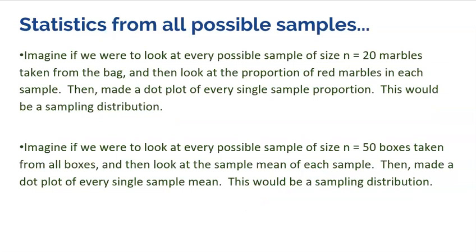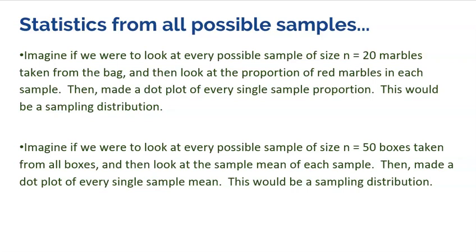All right, so statistics from all possible samples. Let's say this yet again based on our two examples. Imagine if we were to look at every possible sample of 20 marbles from a bag, and then look at the proportion of red marbles in each sample. Then we made a dot plot of every single sample proportion. This would be a sampling distribution.